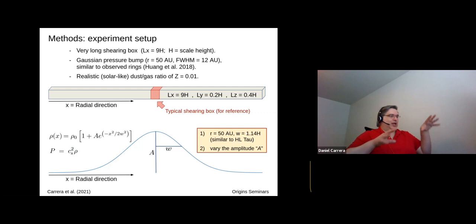Although it's not on the slide, I have realistic particle sizes of about 1 centimeter based on a reasonable disk model and fragmentation-limited growth. And I'm just going to let it run and see whether that bump collects particles and can trigger planetesimal formation.